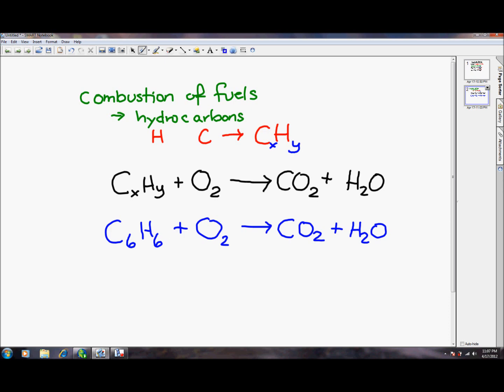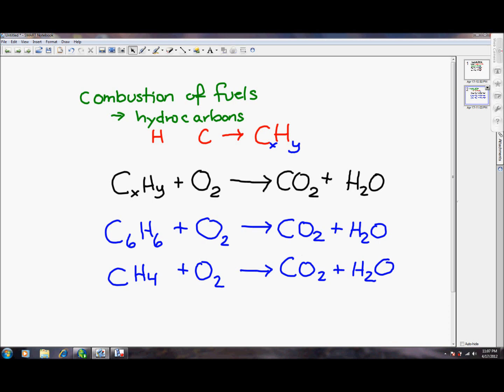So regardless of the formula of the hydrocarbon, this is methane, like methane gas, the same 2 products are always created when you combust a hydrocarbon. The only real difference between burning different fuels is that you make different amounts of carbon dioxide and different amounts of water.